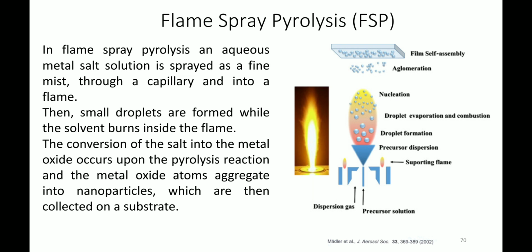Then small droplets are formed while the solvent burns inside the flame. What you can see is that in the initial condition, as soon as the droplets are formed, they travel some distance, and during that, because of the high temperature of the flame, the liquid part of that precursor gets evaporated. Then what you have is your precursors in the form of vapors.